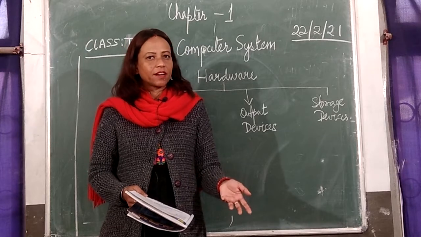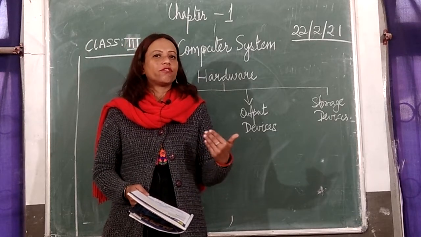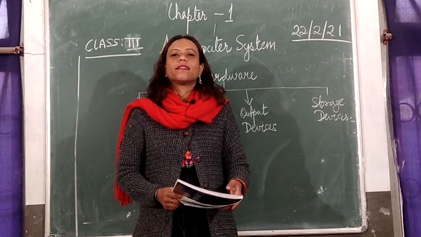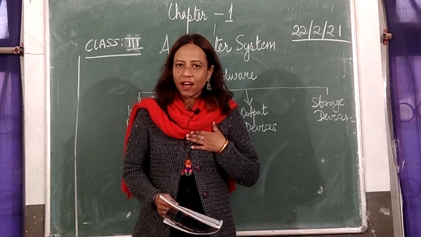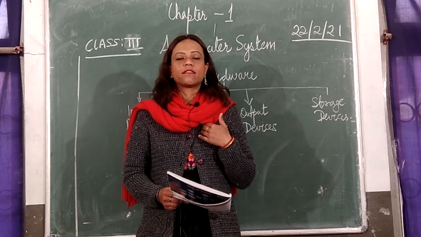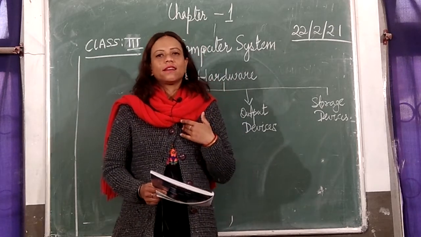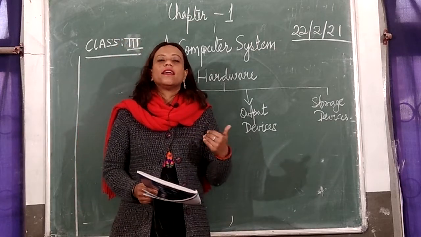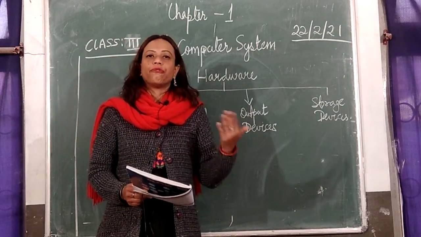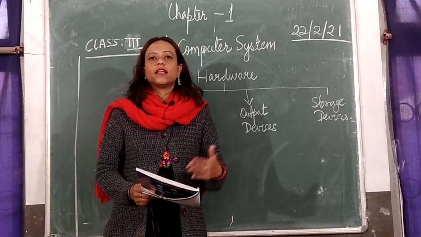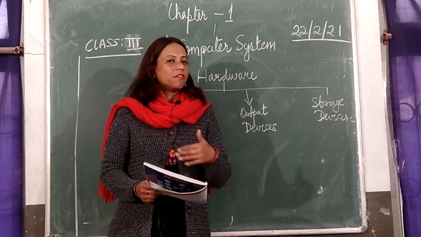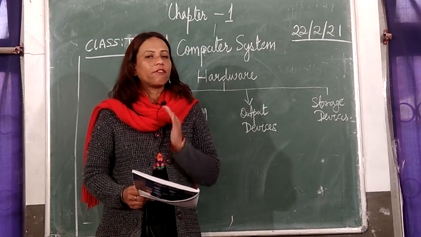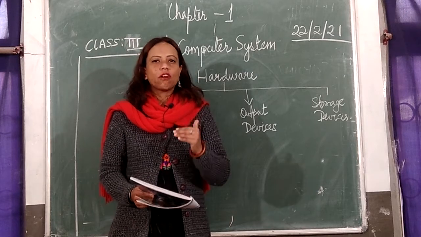And what are the software parts of your body? The parts of the body which you cannot touch, but without which you cannot survive. That is the heart. Can you touch your heart? But you can feel the beats of your heart. So heart is your software. Like you have lungs, kidney, veins inside your body. You have blood inside your body, which you cannot touch, isn't it? But without which you cannot survive. So these are called software.